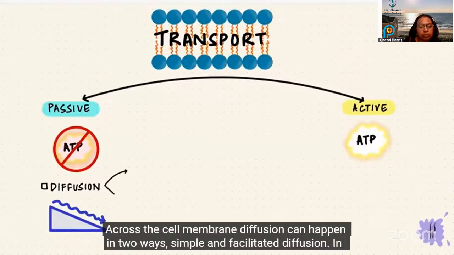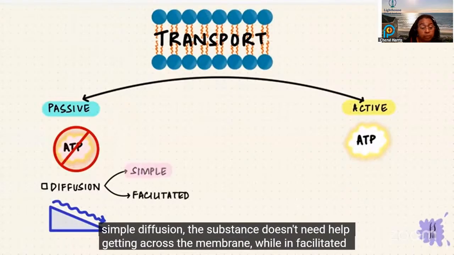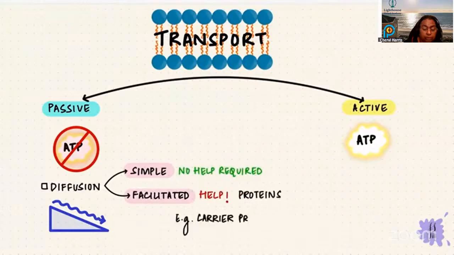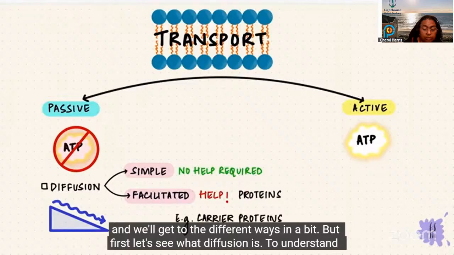Across the cell membrane, diffusion can happen in two ways, simple and facilitated diffusion. In simple diffusion, the substance doesn't need help getting across the membrane, while in facilitated diffusion, it needs help, like from proteins. An example of this would be the carrier proteins. We'll get to the different ways in a bit, but first let's see what diffusion is.